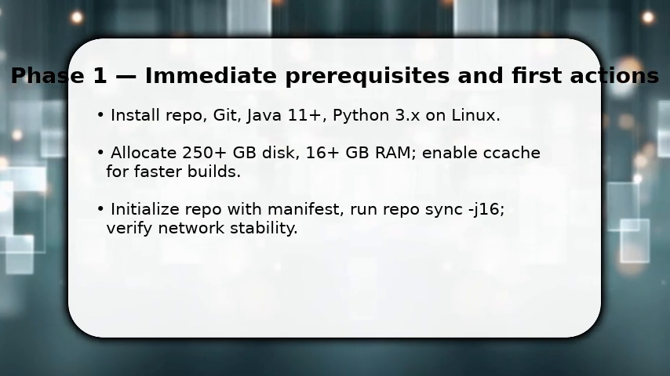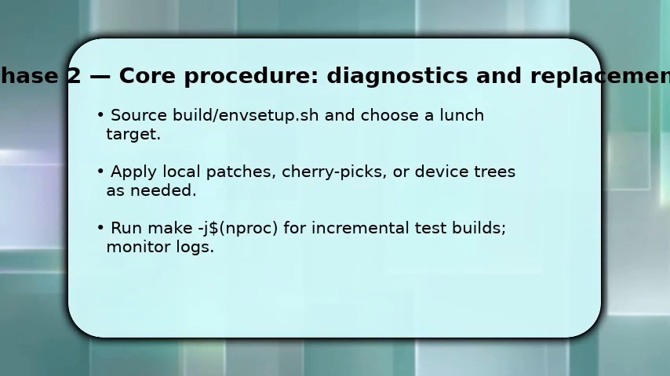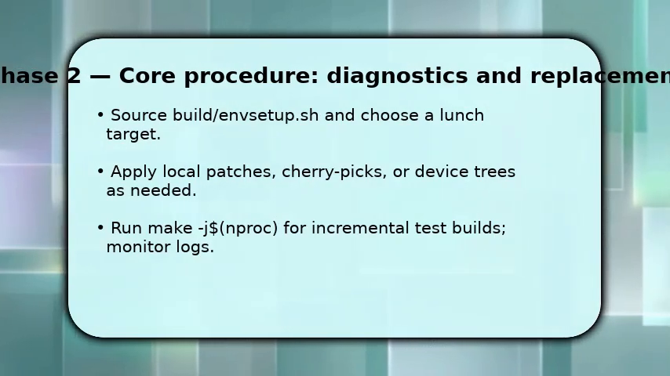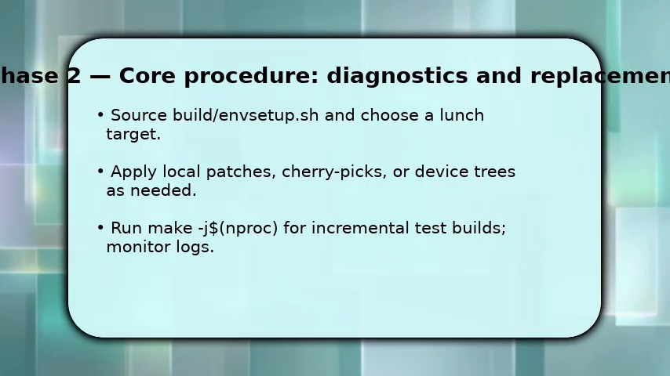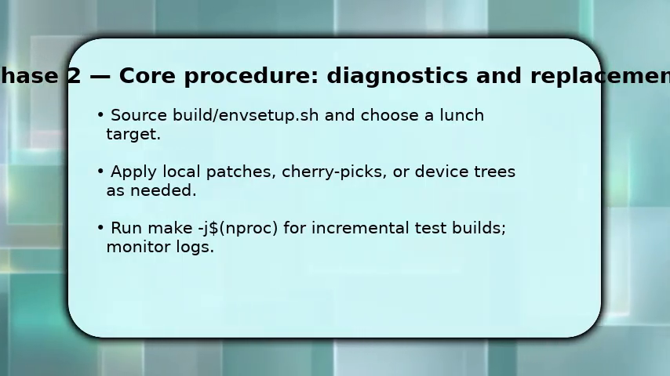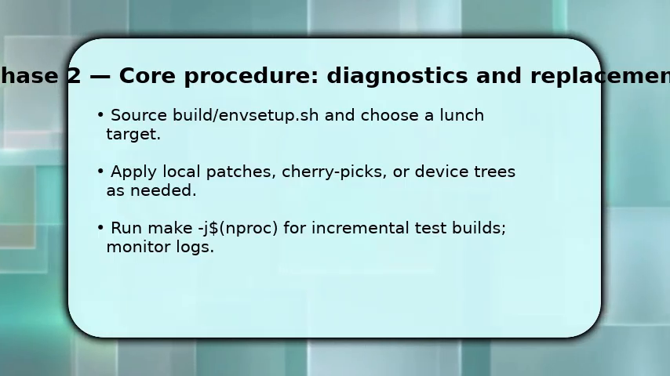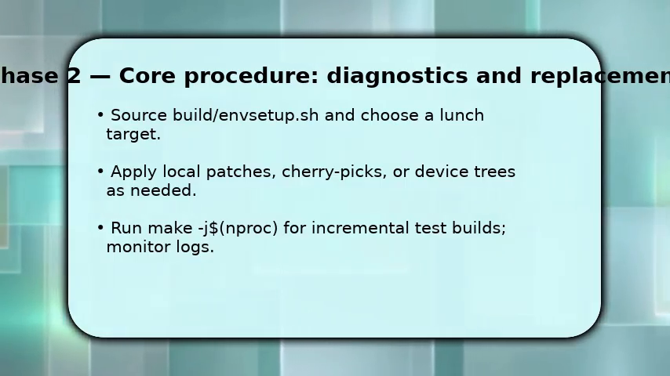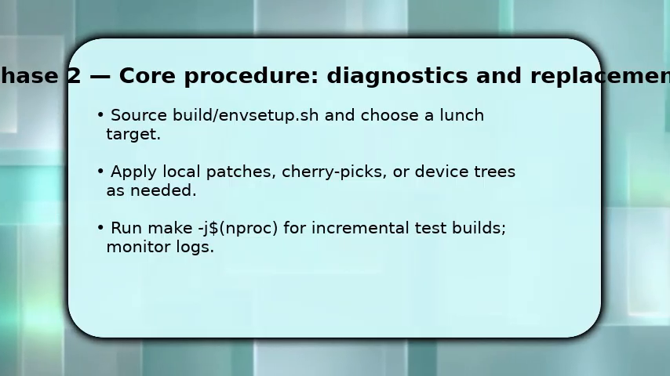Once done, check for sync errors and missing dependencies. You now configure the build environment and choose a lunch target that matches your device. Source build/envsetup.sh. Then run the appropriate lunch combo. This sets path and variables, so make sure to export any custom overrides.